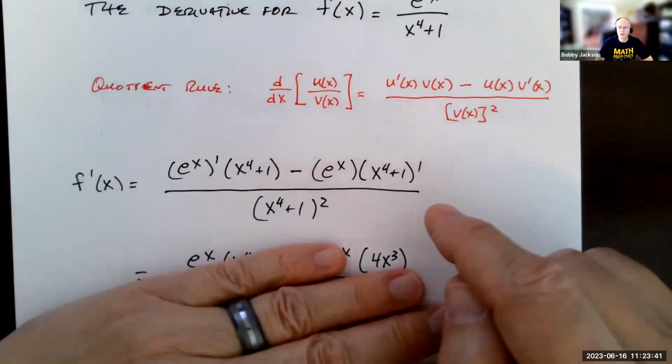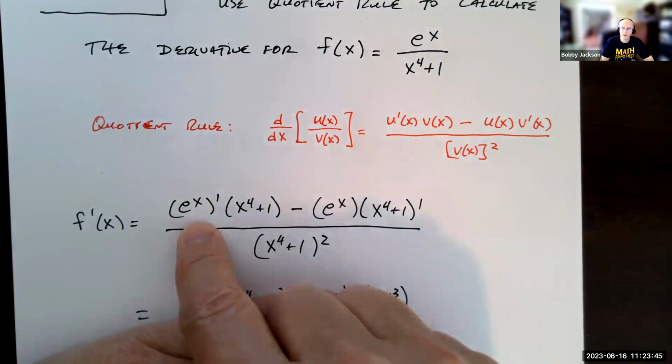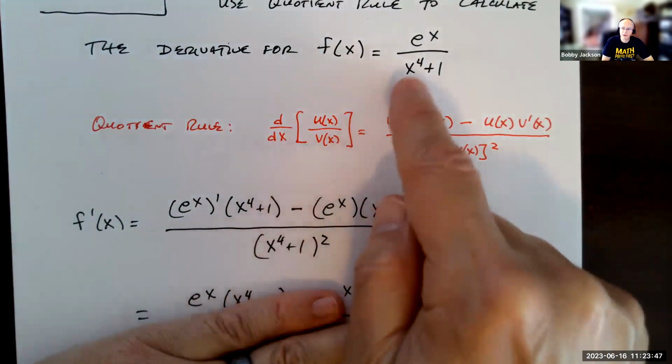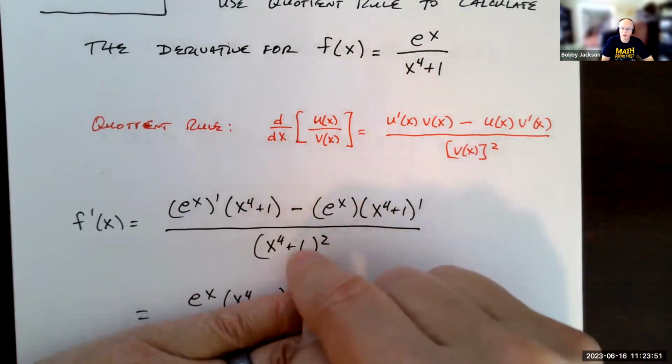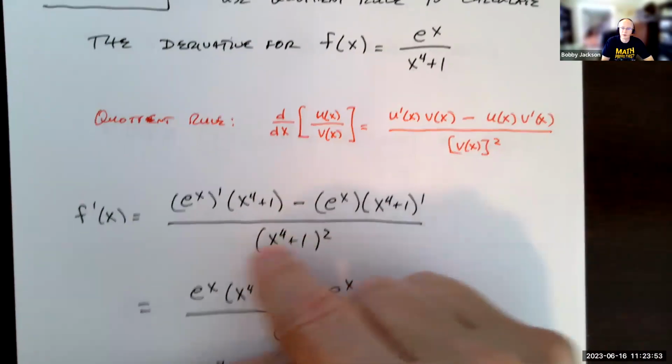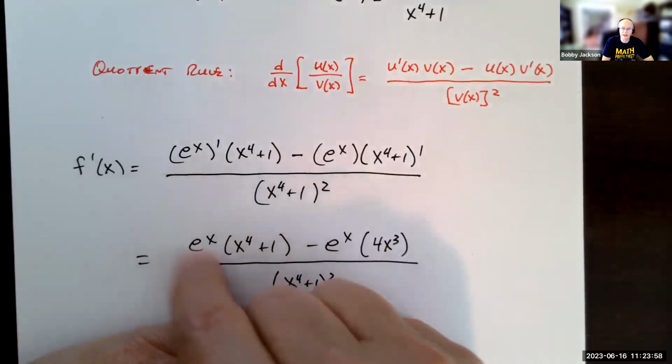Okay, so the derivative of the top function, e to the x, is the top function times the bottom function minus the top function times the derivative of the bottom function, all over the bottom function squared. Of course, the derivative of e to the x, remember, is just e to the x. That's the exponential function rule.